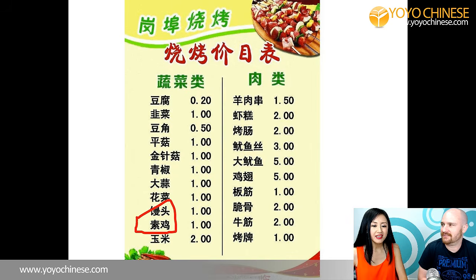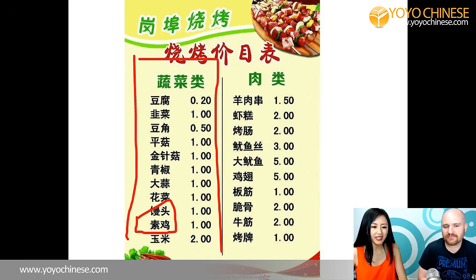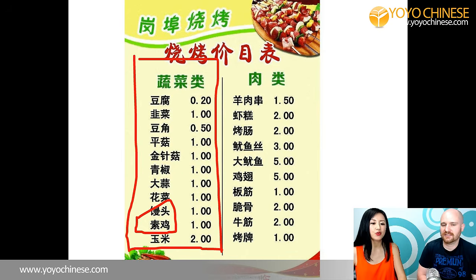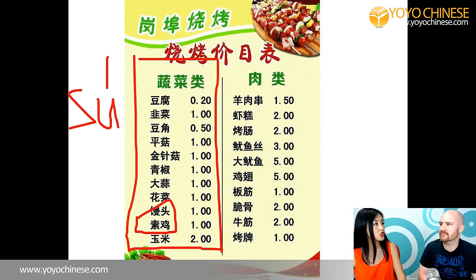So, 素鸡. Yeah, this side is all vegetables, right? But why is there a chicken there? Because it's the fake meat, right? Yeah. Fake chicken. Exactly. In Chinese we call anything that's fake meat or any vegetarian dish 素, right? If you say I'm vegetarian, you say 我吃素. 素 is the one.